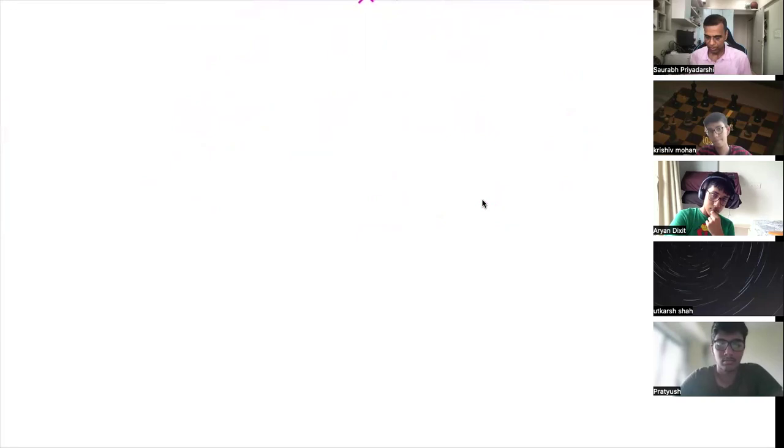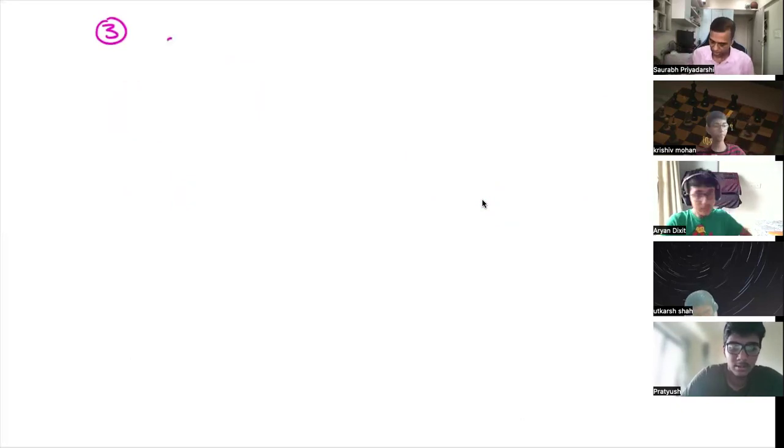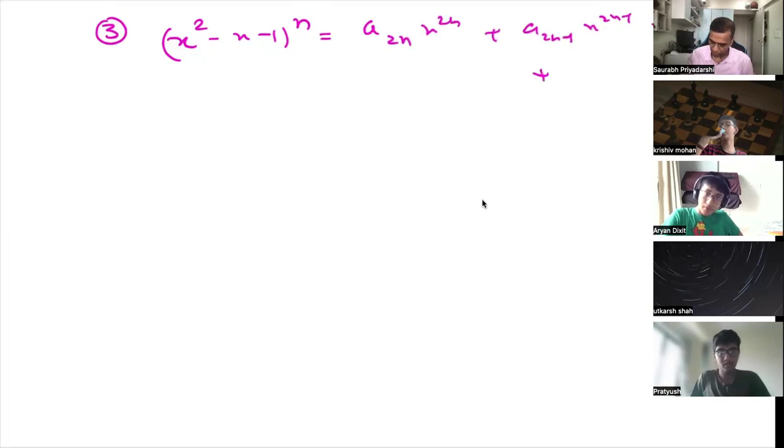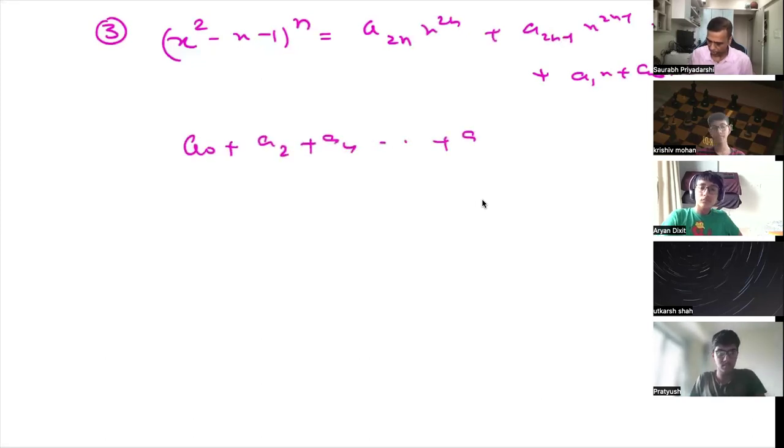Okay. Third one is again the simplest question, right? But you have to be careful in these types of questions. (x² − x − 1)^n is equal to a_2n x^2n plus a_(2n−1) x^(2n−1) up to a1 x plus a0. We have to find a0 plus a2 plus a4 up to a_2n, right?